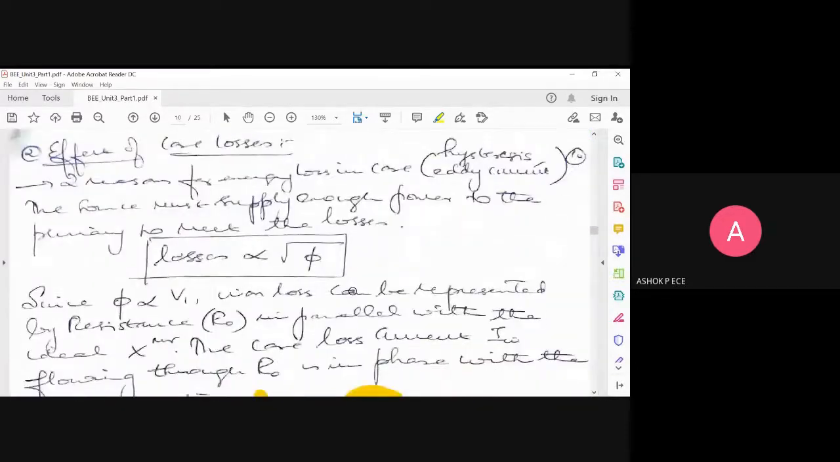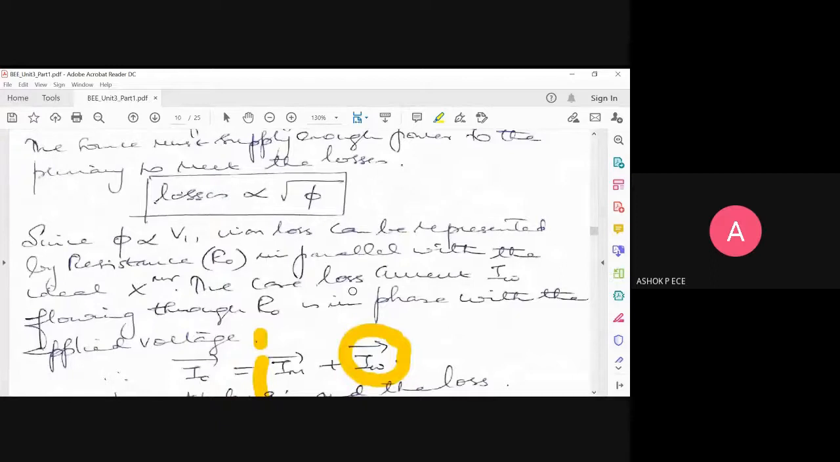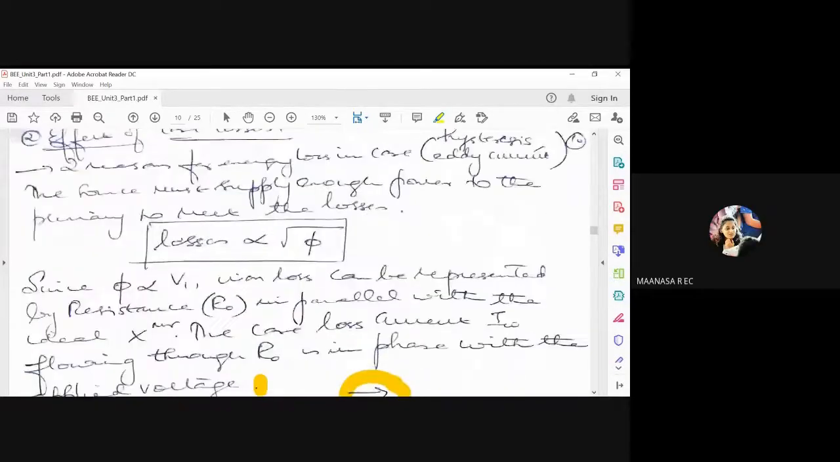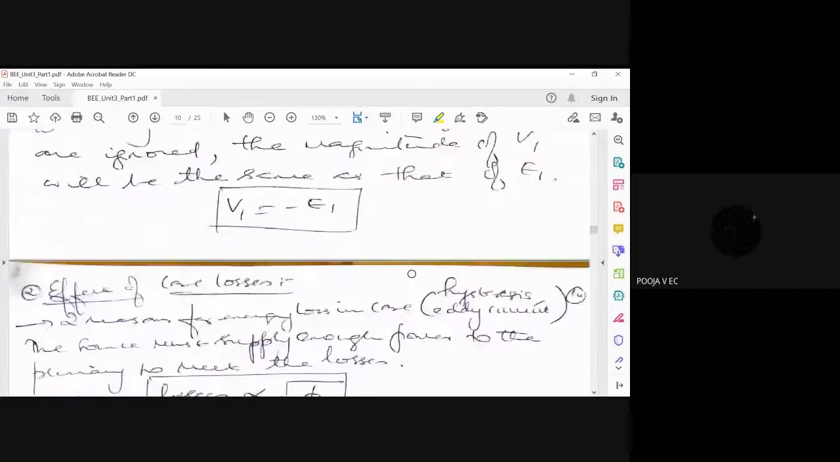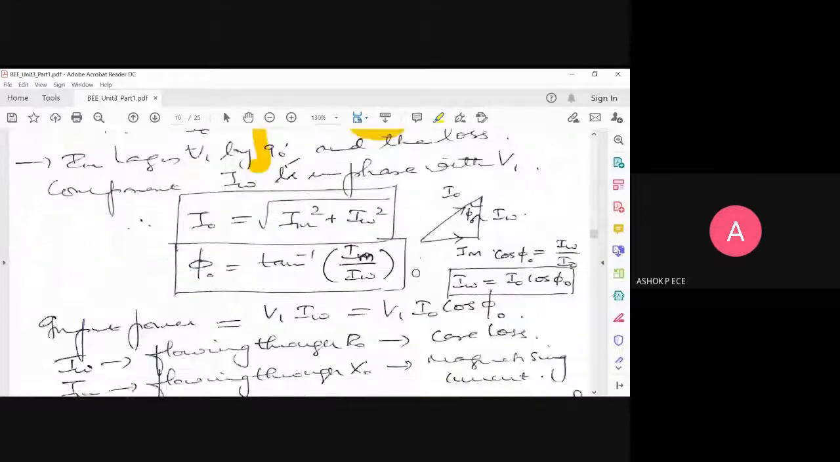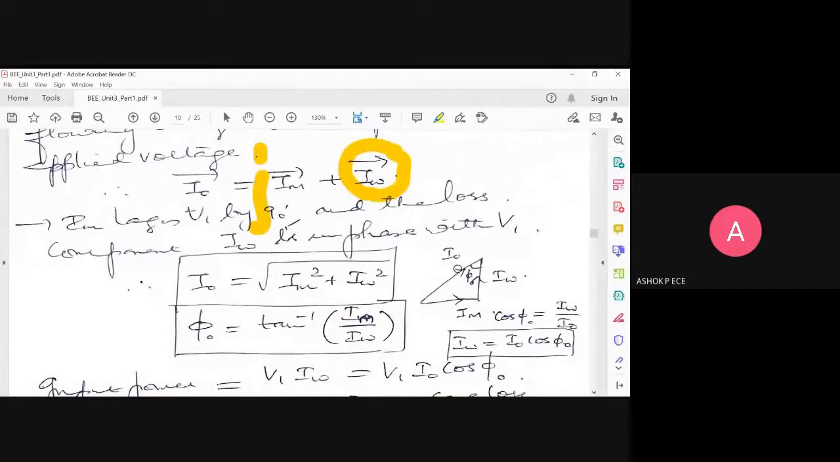What is IW called as? Can anybody say what is IW? Current due to core loss, sir. And how will you model this current due to core loss? It is flowing through what component? Resistor. Yes. So the resultant current of these two will be actually your total current I naught. I naught is going to be called as your no load current. Is it clear? Anybody is having doubts?